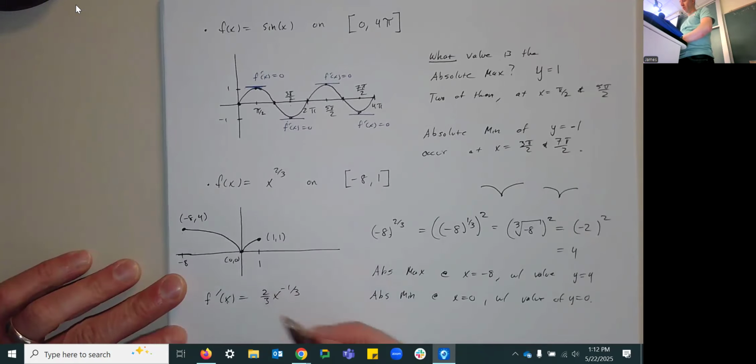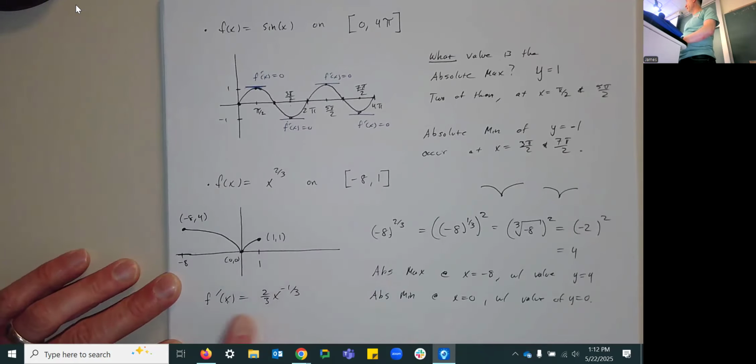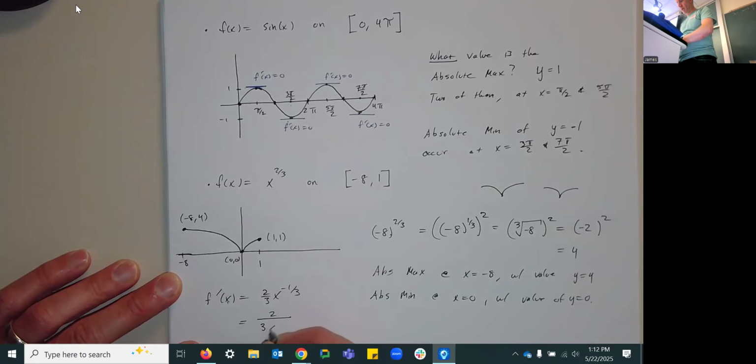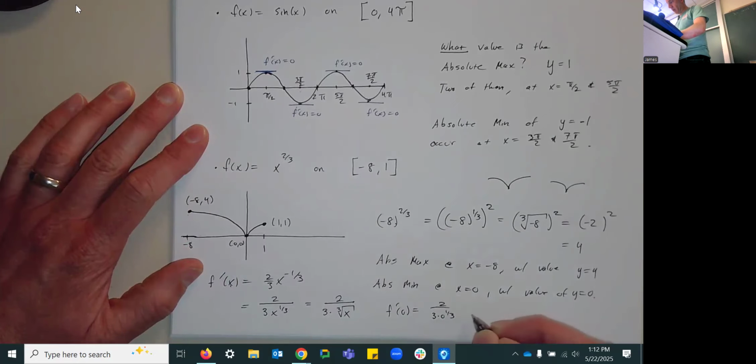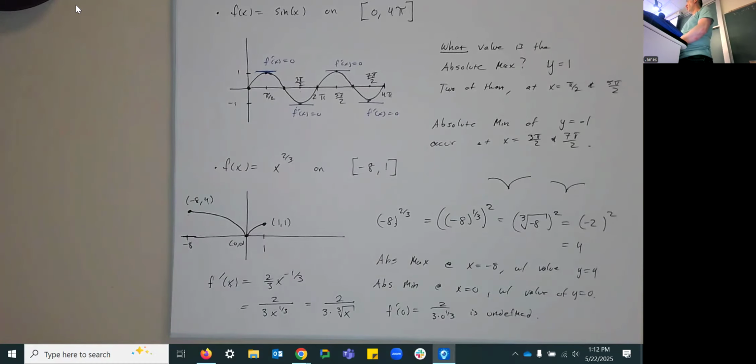So I think it's really, really better, especially when you're talking about the domain or where a function is differentiable, to rewrite this with positive powers, to write it as 2 over 3 times x to the +1/3. Or if you prefer, although I don't, you can write it as 2 over 3 times the cube root of x. But either way you slice it, f prime of 0, you're going to get division by 0. That's undefined. So all of this to say, when you're looking for where you might have an absolute maximum or an absolute minimum, you check endpoints and you check any place where the derivative is either 0 or undefined. That's how we look for absolute extrema.